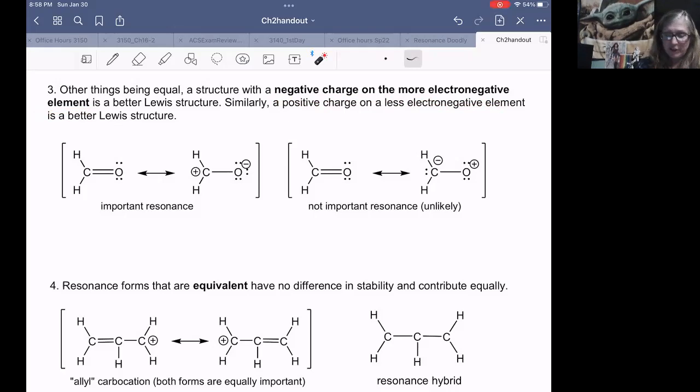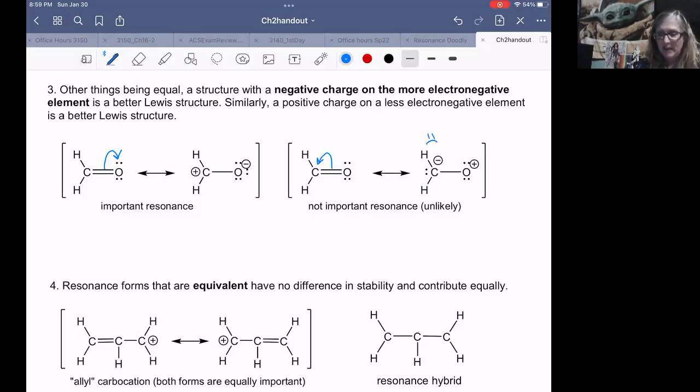Okay, so when we look at this resonance here, this C=O double bond can have resonance, and the resonance is where the pi bond moves to the oxygen to give me an O minus and a C plus. That is good resonance because the oxygen is more electronegative, so it's better with the negative charge. What would be unlikely is if we broke this pi bond and moved the electrons to the carbon instead. Why? Because that gives me a carbon with a negative charge.